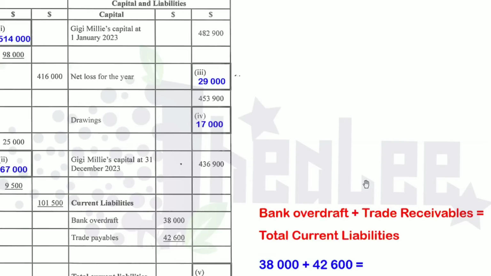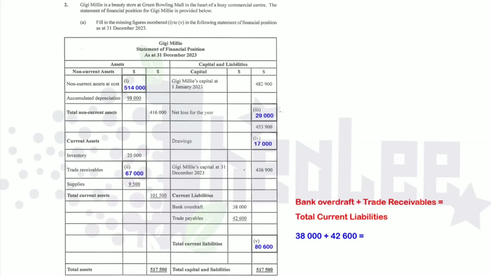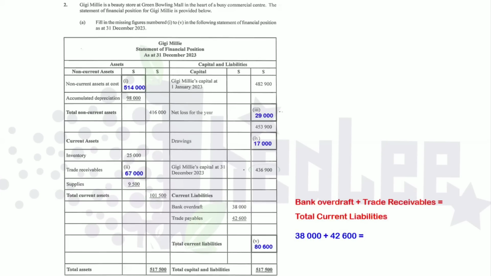Now, I know that you're asking if you could have used another route to find the total current liabilities. And yes, that is possible, because we have the closing capital and we have the total of capital and liabilities. And once you have those two figures, you can simply calculate what current liabilities is. That is to simply find the difference between the two figures, and that would still give you the 80,600.